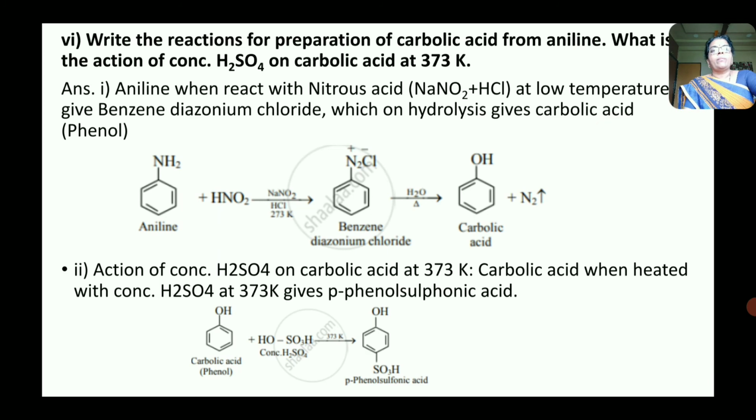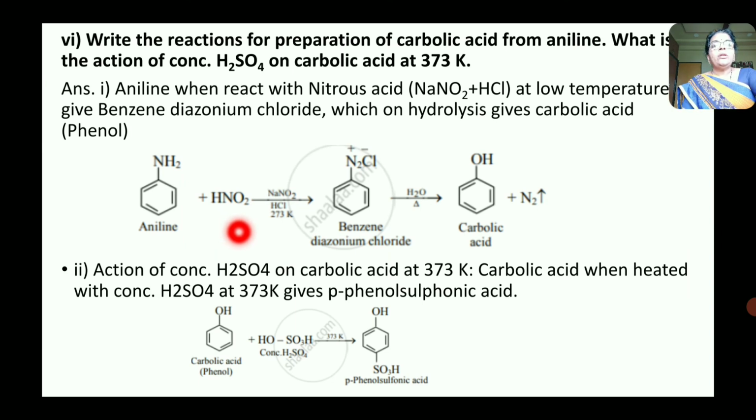Then formation of benzene diazonium chloride takes place, which on acid hydrolysis gives carbolic acid, that is phenol. Now this is aniline. Aniline is nothing but C6H5NH2, that is NH2, the amine group, is directly attached to the benzene ring. This is aniline, and when this aniline is treated with sodium nitrite and HCl at 273 to 278 Kelvin, that is 0 degrees Celsius to 5 degrees Celsius, then formation of nitrous acid takes place, that is HNO2.